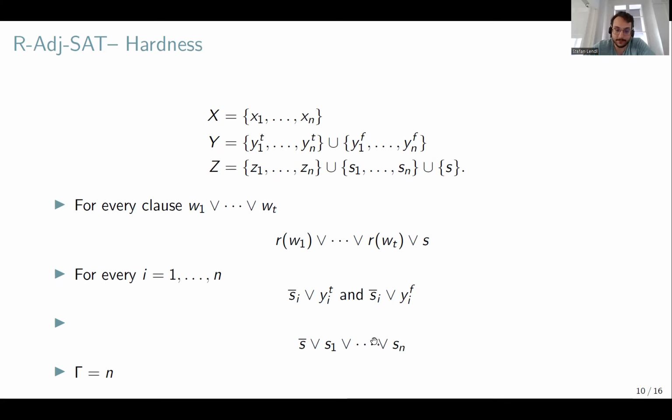And you have the super gadgets. That's basically either you set true or you get false, or you get satisfying all these clauses for free. So that's the main idea. The details are a bit technical, as always with hardness proofs.